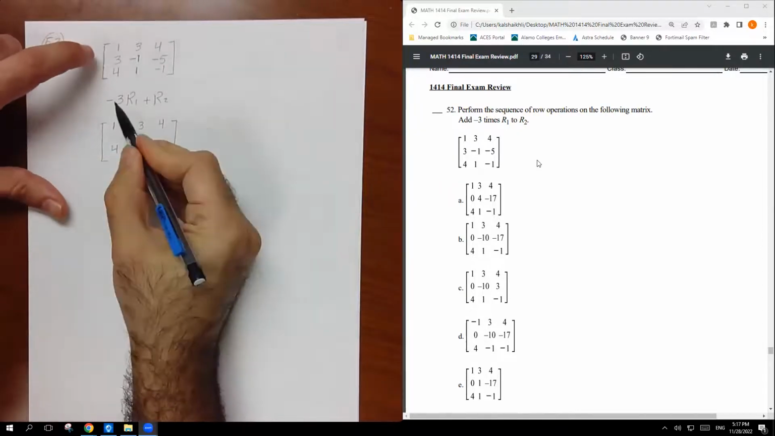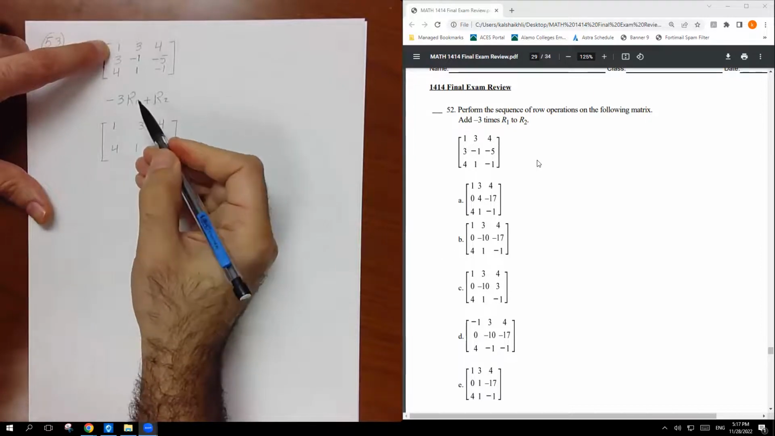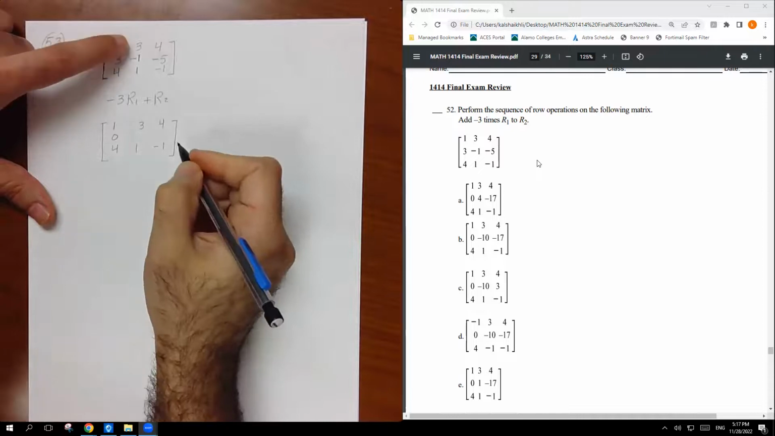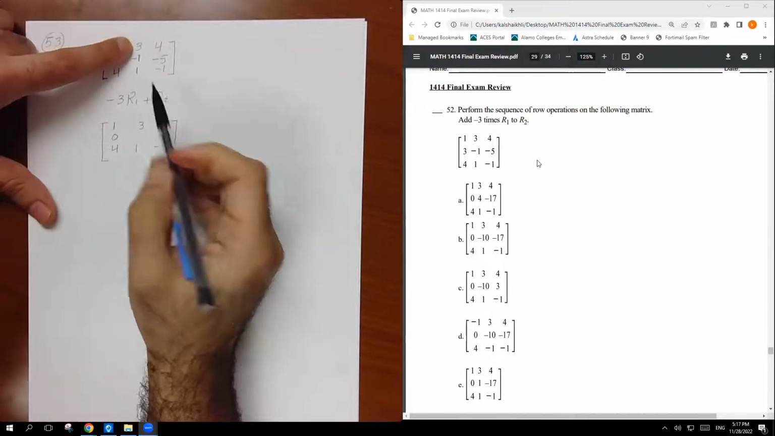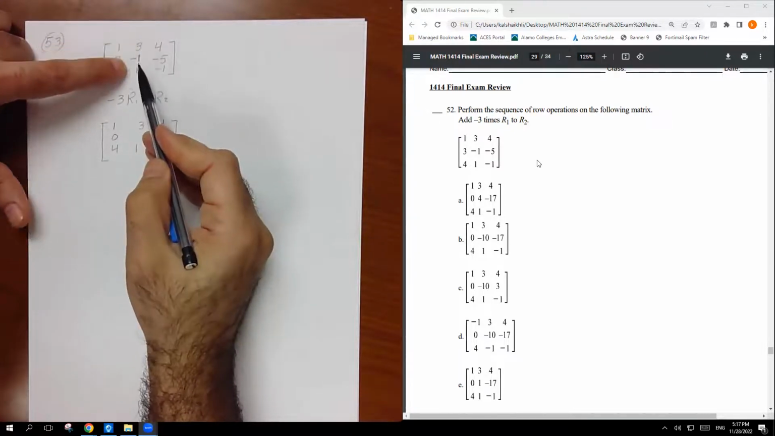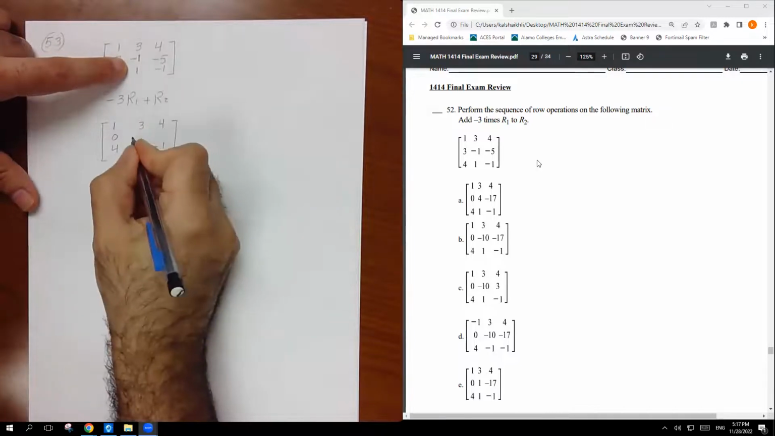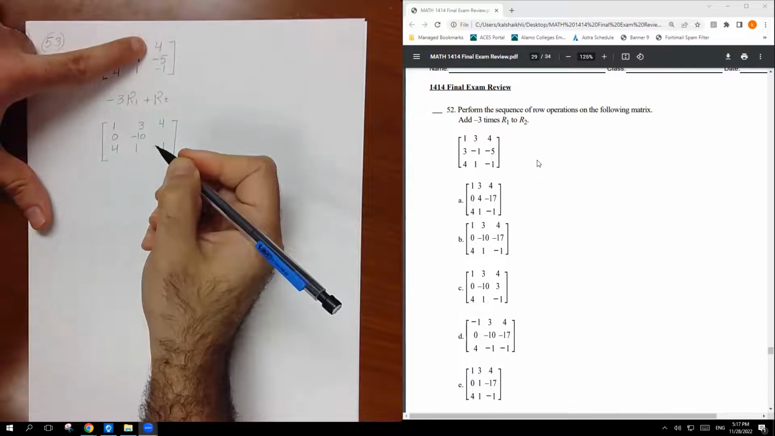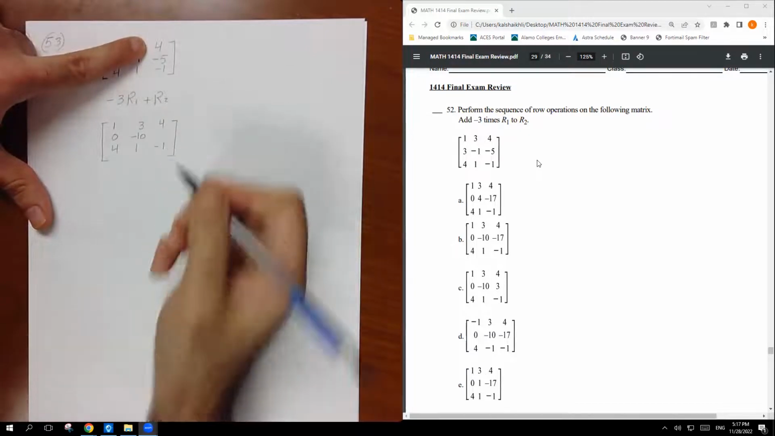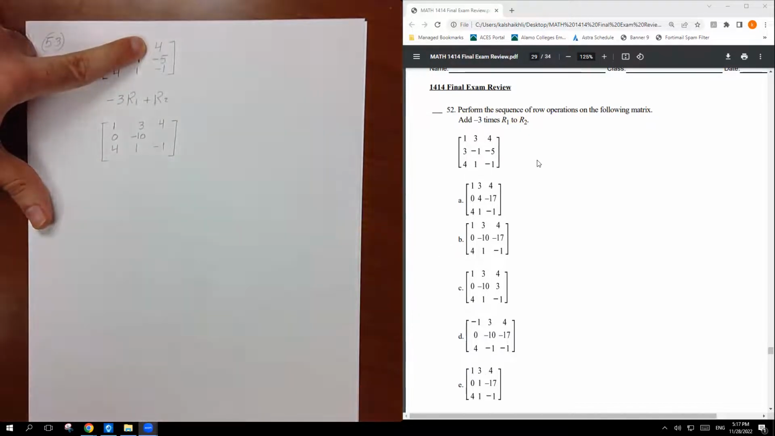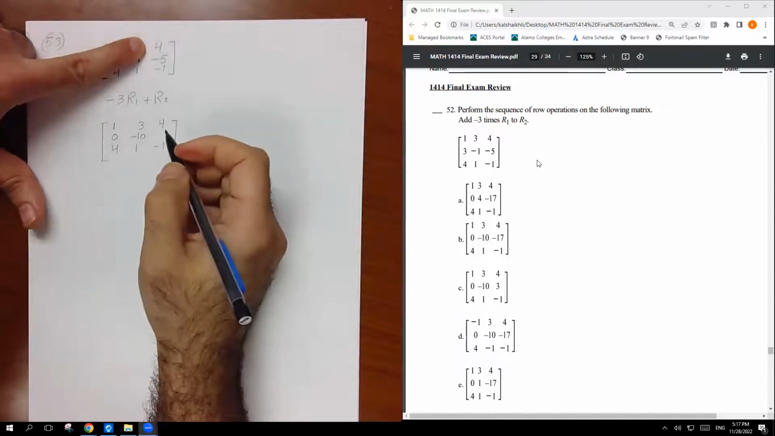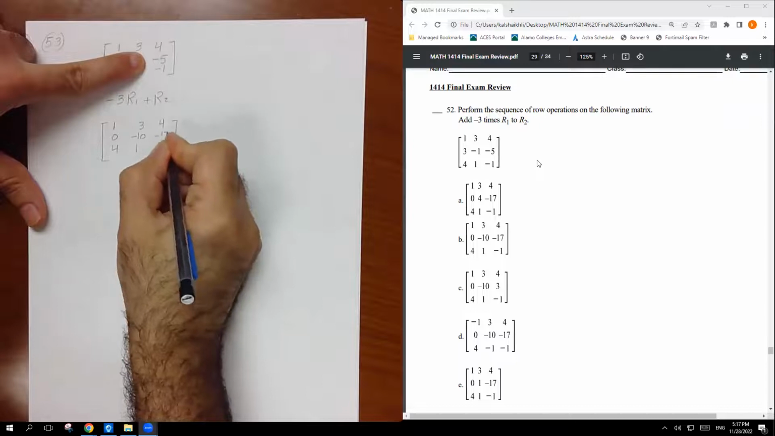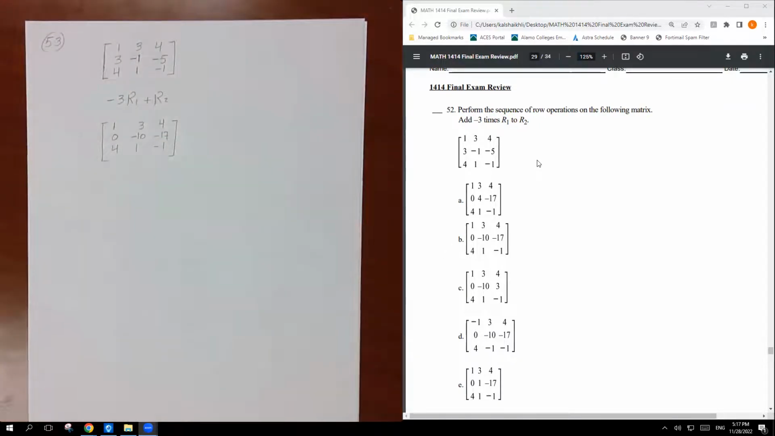So -3 times 1 is going to be -3. Plus 3 is going to be 0. -3 times 3 is going to be -9. Add to -1 is going to be -10. -3 times 4 is going to be -12. Add to -5, so it's going to be -17. So here is the new matrix.